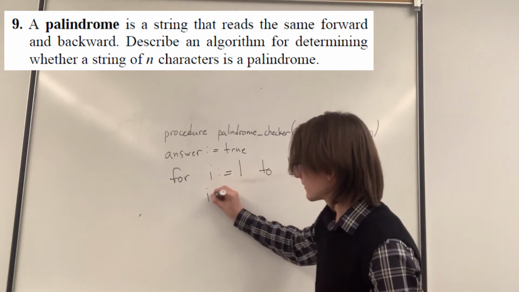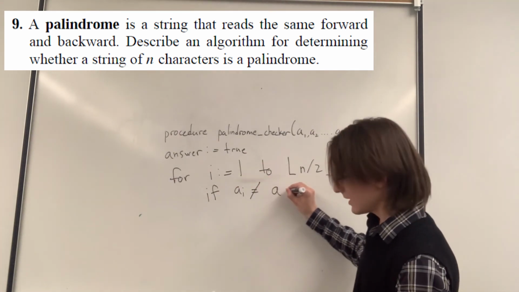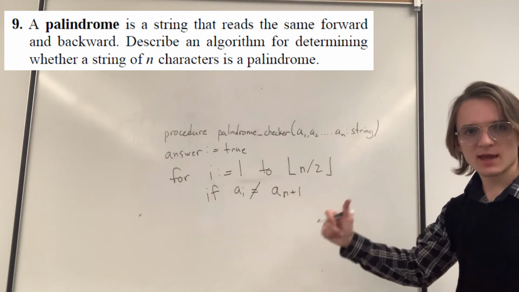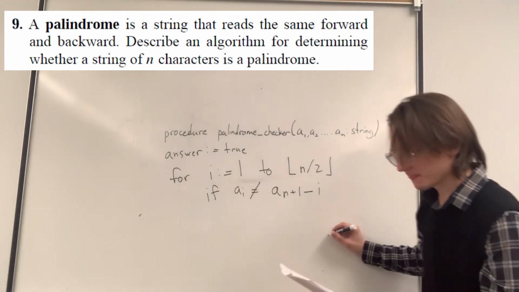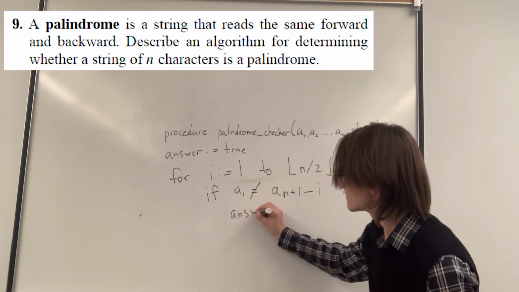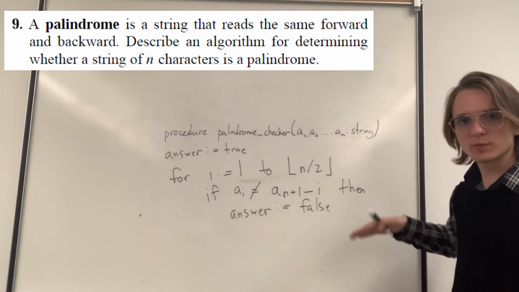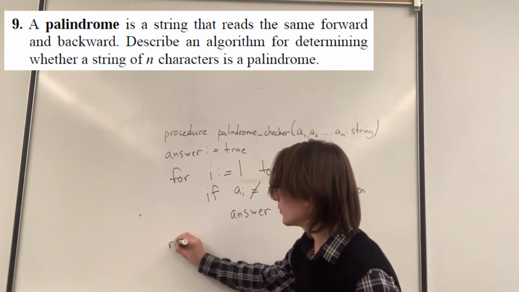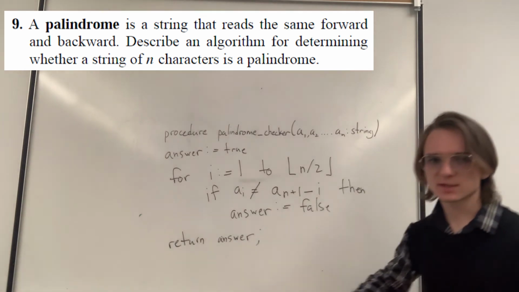Next, we have an if statement. If a of i does not equal a of n plus 1, n plus 1 being the very far right, the end of our string, minus i, then our answer becomes false. And then we can continue looping through. It's already false, so it'll never become true again, but when the for loop is over, we're going to return whatever that answer was, whether it's true, that it's a palindrome, or false, it's not a palindrome.